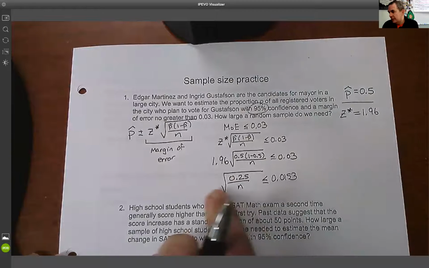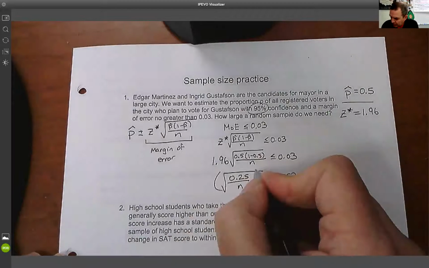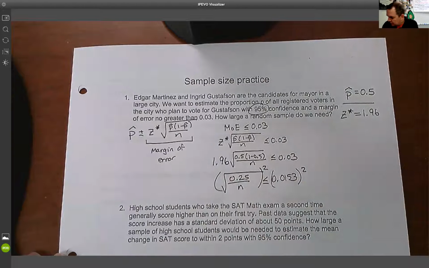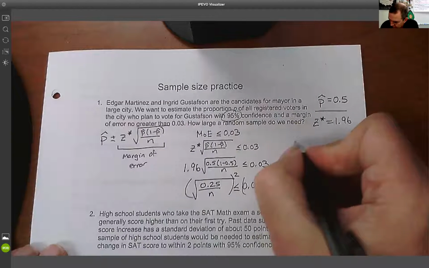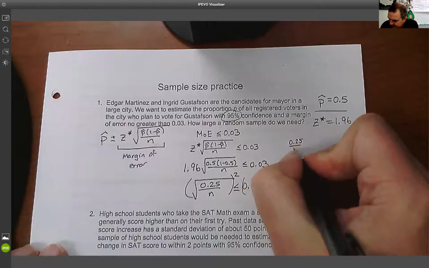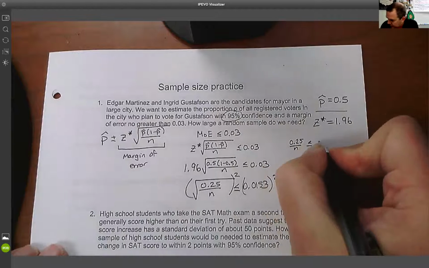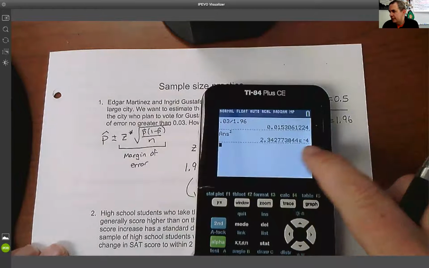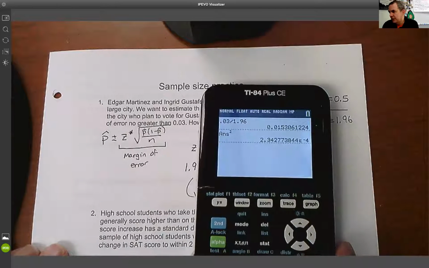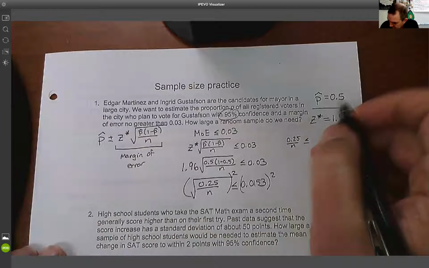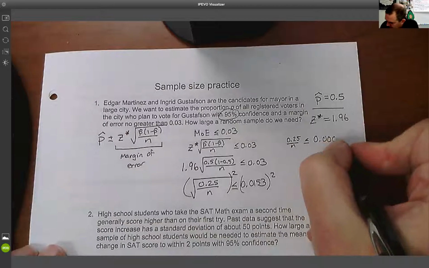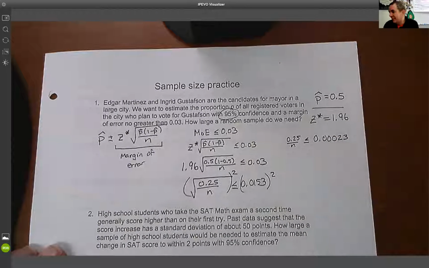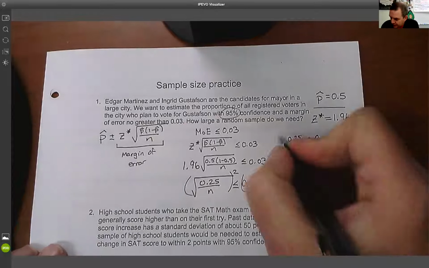Well, now I need to free that up. So what I'm going to do is square both sides. When I square 0.0153, what I'm going to get is 0.25 over N is less than or equal to 2.34 e to the negative 4. So that's going to be 0.00023. Now what I need to do is free the N, so I multiply both sides by N.